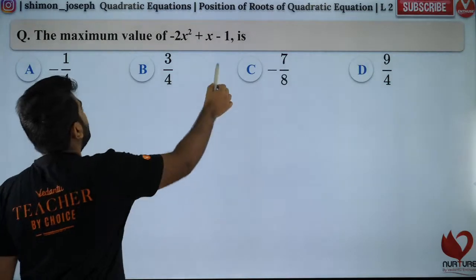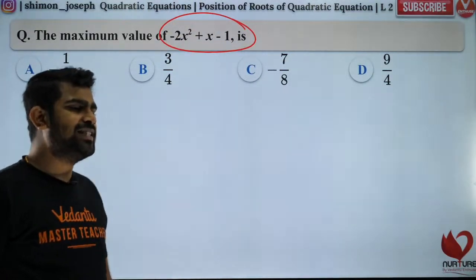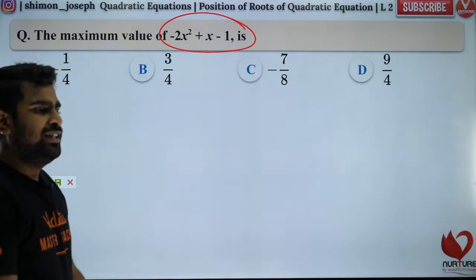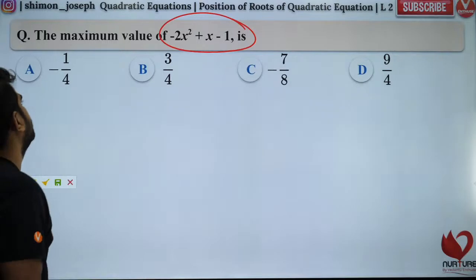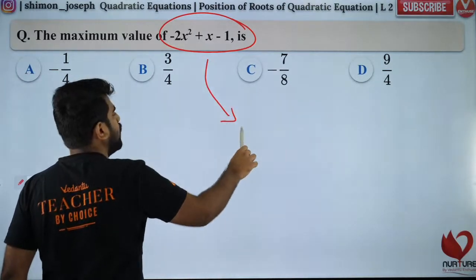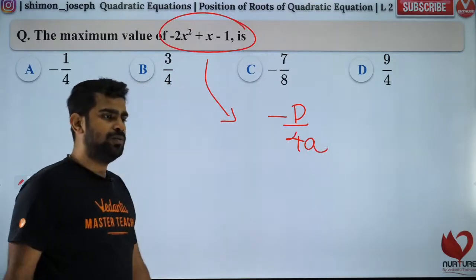Okay, so we have to find the maximum value of this. How do we do it? Everybody listen carefully. It's a very, very simple question. The maximum value of this is nothing but what? Minus D by 4A. Did you all know that? All of you?